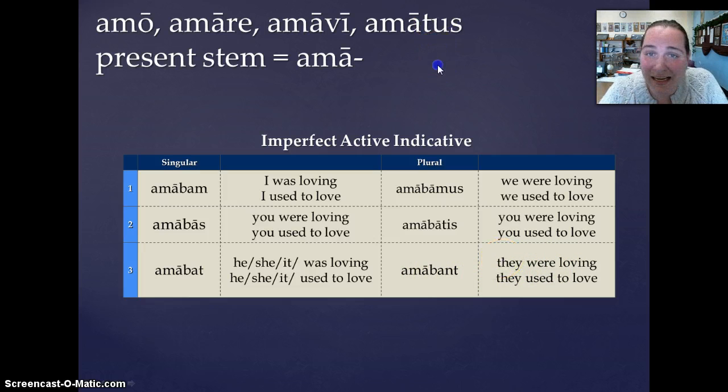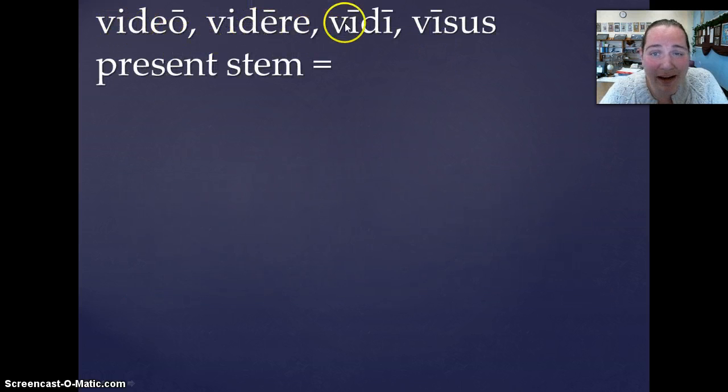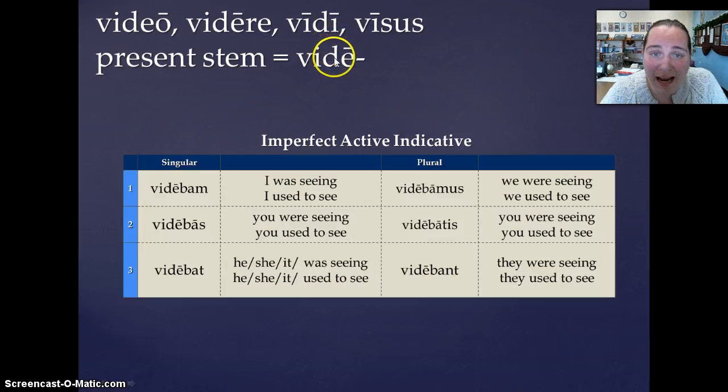That easy. Second conjugation, again: video, videre, vidi, visus. We get our present stem by taking the RE from the second principal part, so we get vide, and to that we add bam, bas, bat. So videbam, videbas, videbat, videbamus, videbatis, videbant.